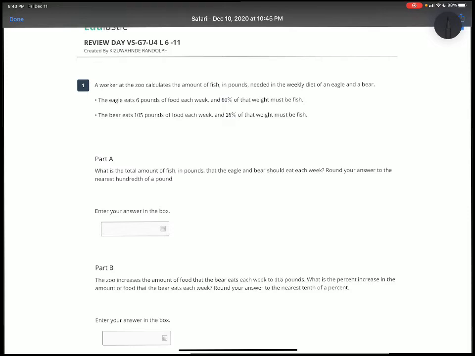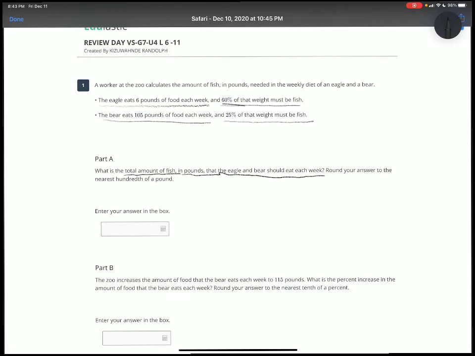All right, so before we go to Part B, I want to work on Part A. They're asking what's the total amount of fish in pounds that the eagle and the bear should eat each week. So notice that it didn't tell us that the eagle eats 6 pounds of fish. It says 6 pounds of food, and it says 60% of that must be fish. It says the bear eats 105 pounds of food each week, and 25% of that must be fish.